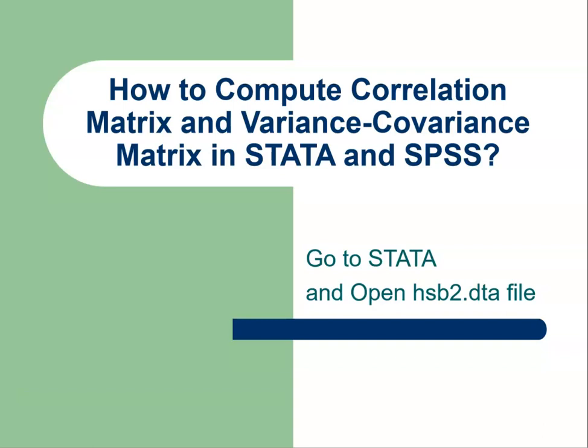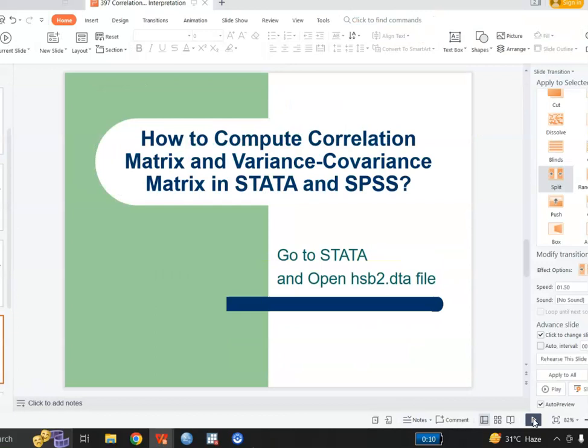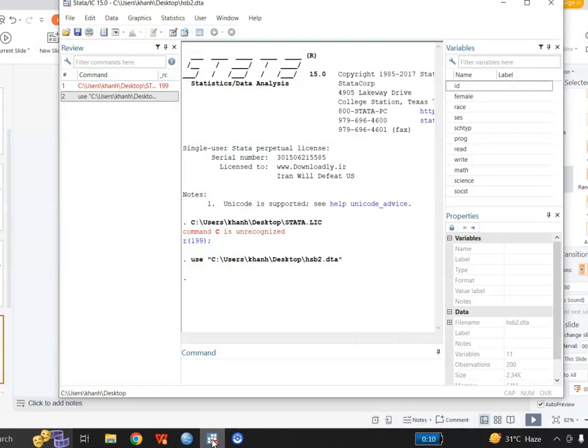So the question is how to compute correlation matrix and variance covariance matrix in two softwares, that is STATA and SPSS. And for that purpose I would like to go to data. First I'll do that in STATA, and then I'll do that in SPSS. So here is my file. I have already opened it.